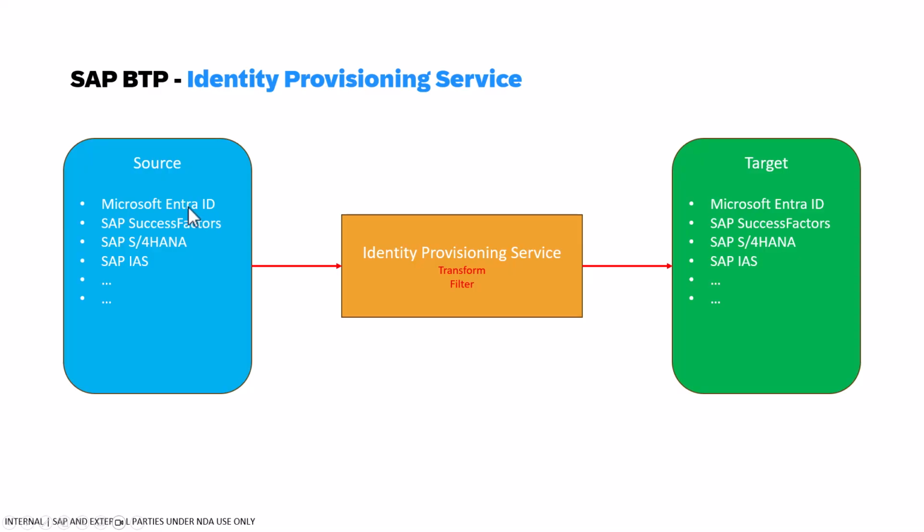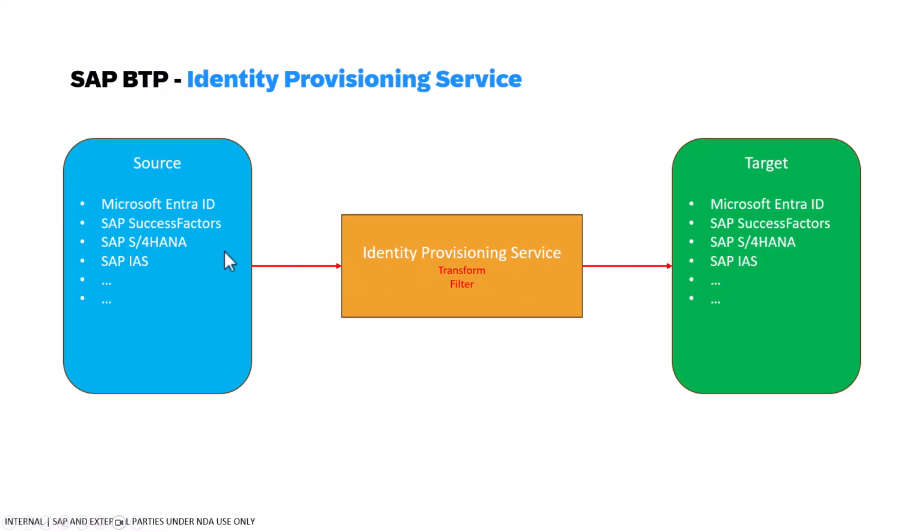So this could be your source of truth for user identities, but you could also have SuccessFactors. You can have any number of source systems right here. And what the Identity Provisioning Service can do is run a job every night, or you can also run the job manually, on demand. And it can take all the changes.